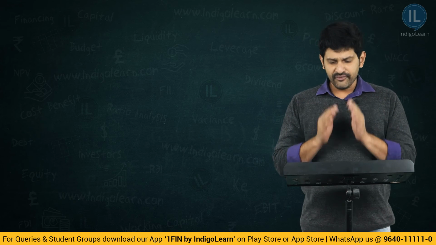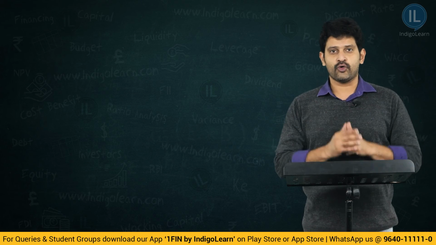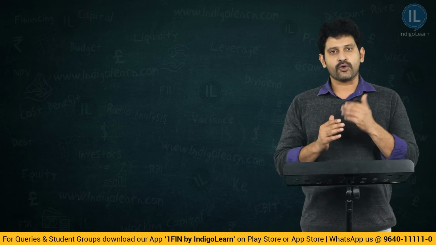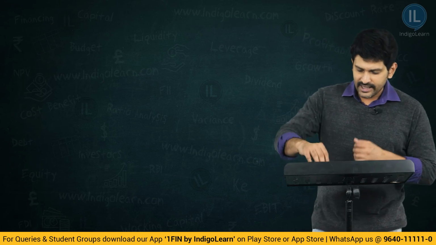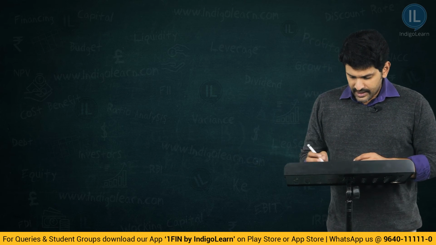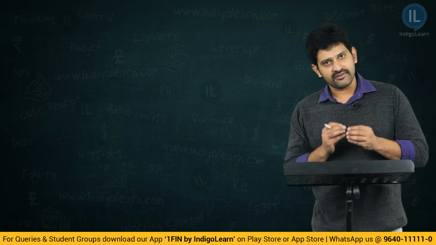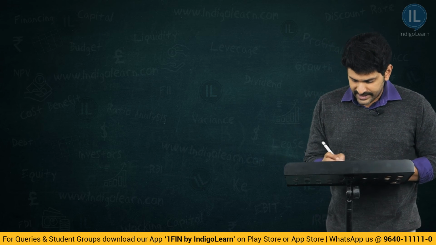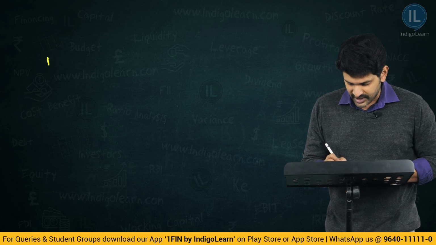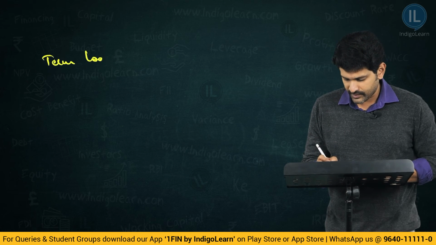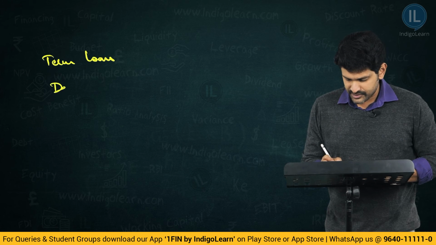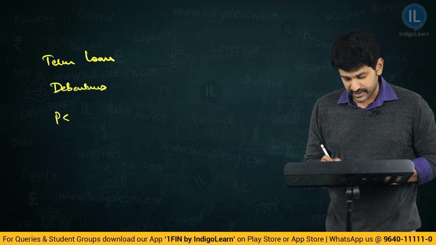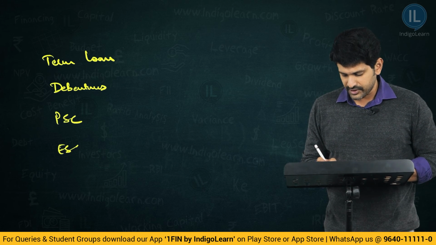Now, before we jump into the presentational mode, conceptually let us understand how to compute this cost of capital or overall cost of capital or weighted average cost of capital. Let us take a small example. Let us take 4 sources. We will have different values and different costs for all of them. So, let us say the 4 sources we have are, we will start with term loan, then debentures, then preference share capital and equity share capital.